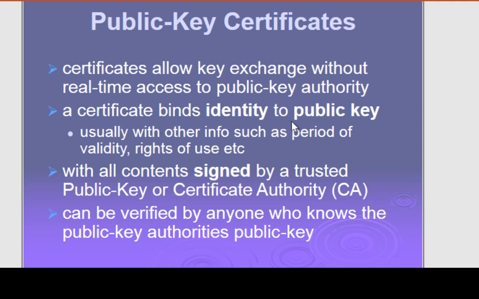So a certificate binds identity to public key, usually with other information such as period of validity, rights of use, everything. So what is the validity of the public key, everything is written. All the content is signed by a trusted party, and the person who signed that certificate is called the CA, the certificate authority, trusted public. So it can be verified by anyone who knows the public key of the authority. The certificate can be verified only by those who know the public key of the authority.